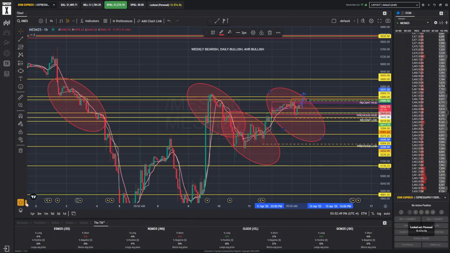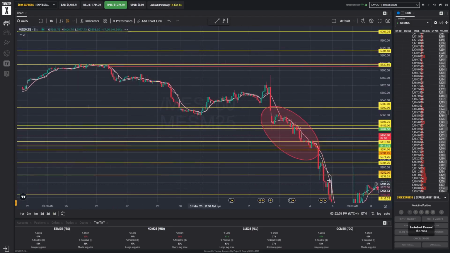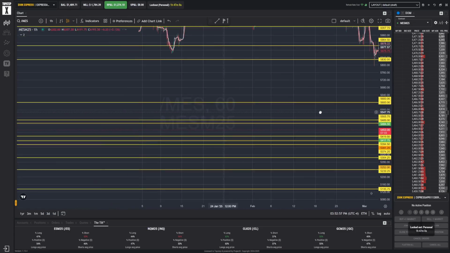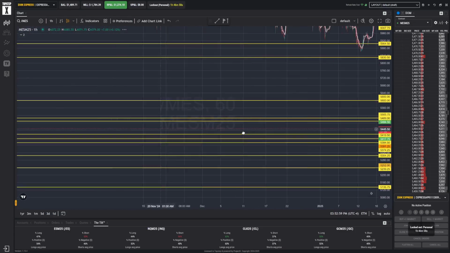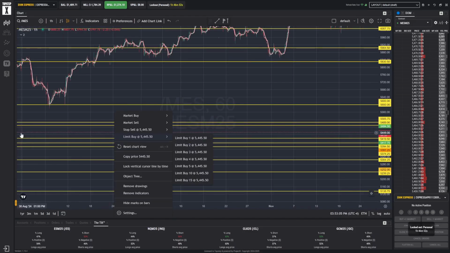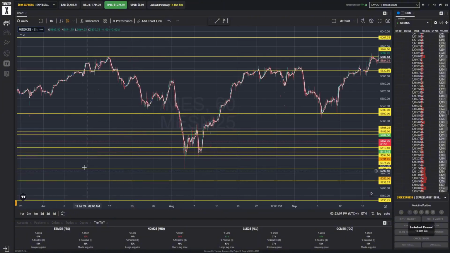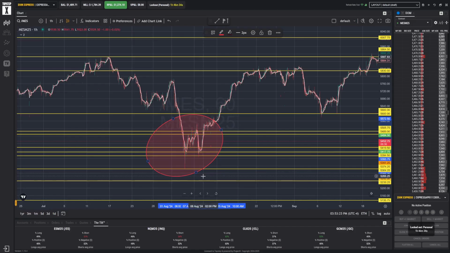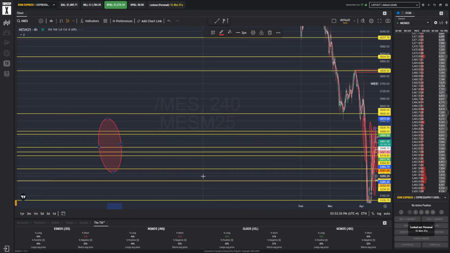Okay, nothing so far. Let me see. No, we can't really zoom out all the way because then we're just looking too far in the past, which is nothing wrong with that, but look at that. There's another one here. So this right here tells us that this is a range bound market zone, meaning that market is looking for a direction, up to where to break, where it wants to go.